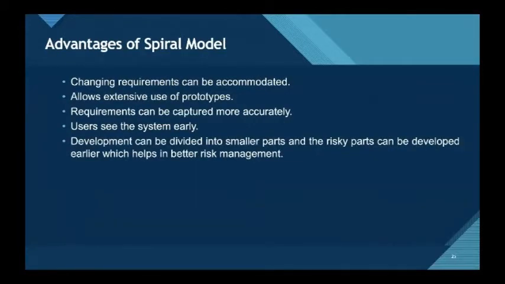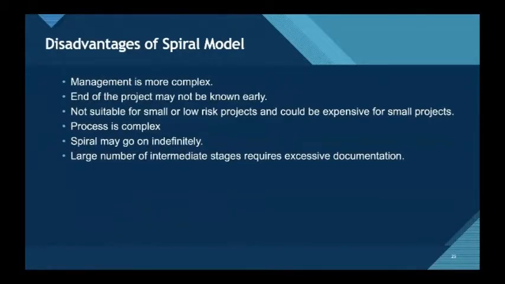Advantages of spiral model. Changing requirements can be accommodated, allows extensive use of prototypes. Requirements can be captured more accurately. Users see the system early. Development can be divided into smaller parts, and the risky parts can be developed earlier, which helps in better risk management. The disadvantages are as follows.